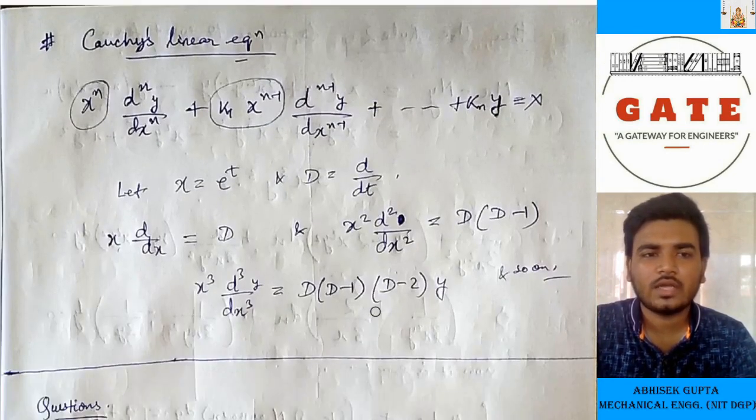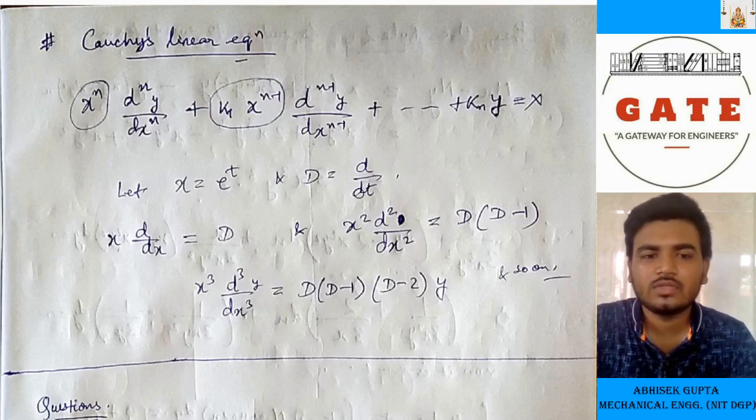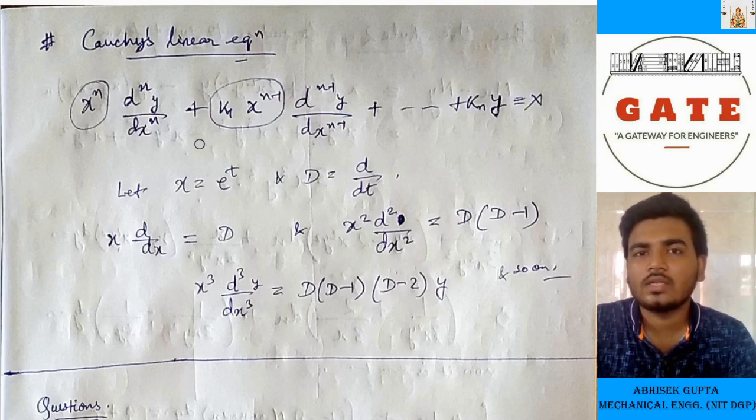Now another case is the Cauchy linear equation, and this is the last case for the differential equation. x^n d^n y/dx^n + x^(n−1) d^(n−1)y/dx^(n−1) and so on, equal to X. If this is the case, then you have to put x equal to e^t and D equal to d/dt. So x d/dx equals D, x² d²/dx² equals D(D − 1), and like this. And after this you will form the same equation as above in the function of D, and you can proceed.